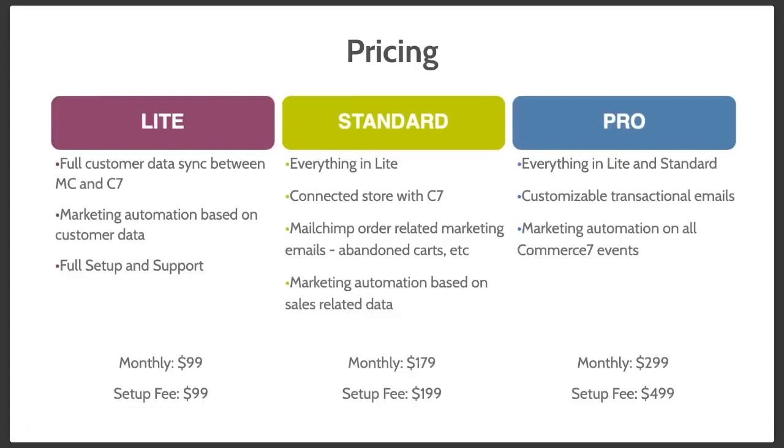Now, let's talk about pricing. What do you pay for all this? The monthly fee for Lite is $99 a month and just a $99 setup fee. For Standard, it's only $179 a month with all the interconnected store features that you get, and a one-time setup fee, of course, of $199. These setup fees aren't recurring; they're just one-time flat fees. And then Pro, you get a monthly fee of $299 and a setup fee of $499.